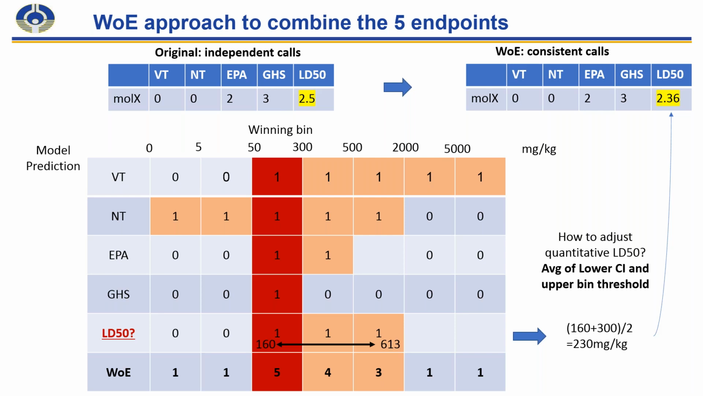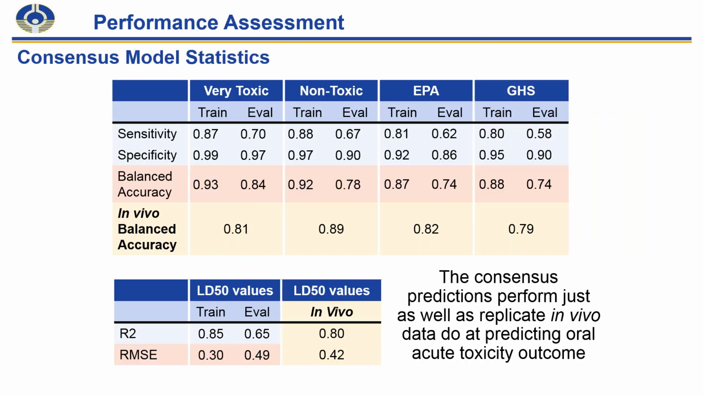So now we have this weight of evidence, overarching, consistent model that combines all of the consensus models that were built independently by independent groups for these different types of endpoints. So it's an incredibly powerful approach. So how does it perform?